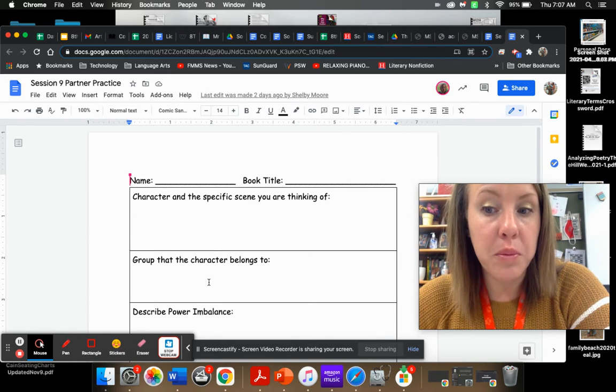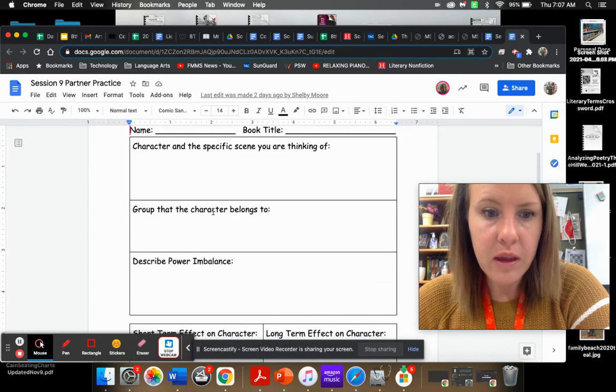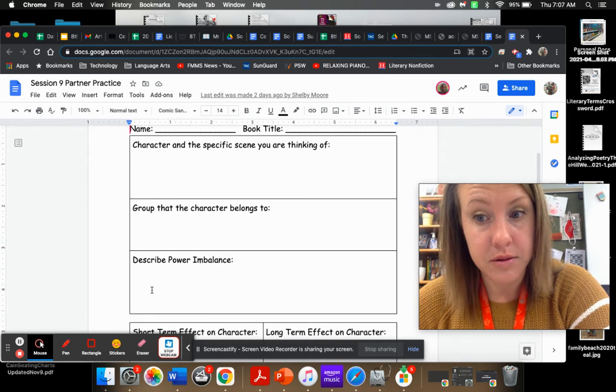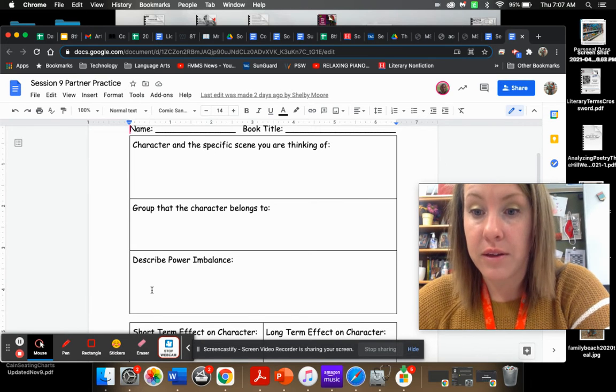Tell me what group your character belongs to and how. Make sure that you pick a group that's going to help us, because remember, we all belong to many groups. Look at the specific group that's going to help us understand the power imbalance, okay? And then describe the power imbalance. Why does this character have less power than others? Okay, what group has more power over this character?